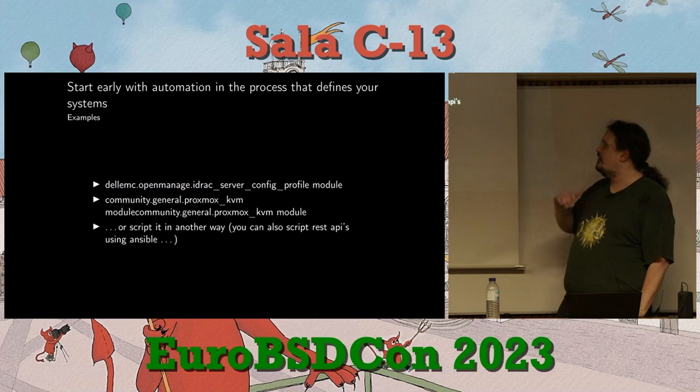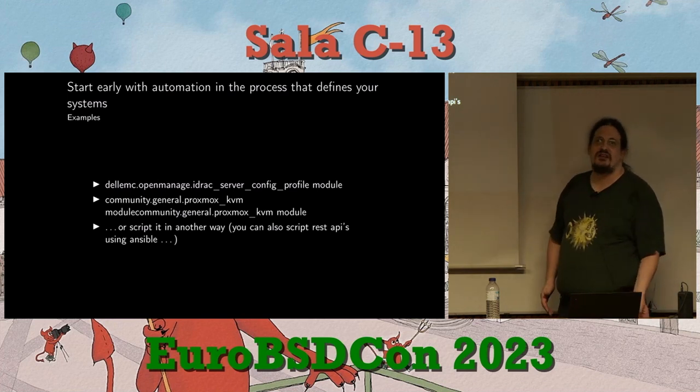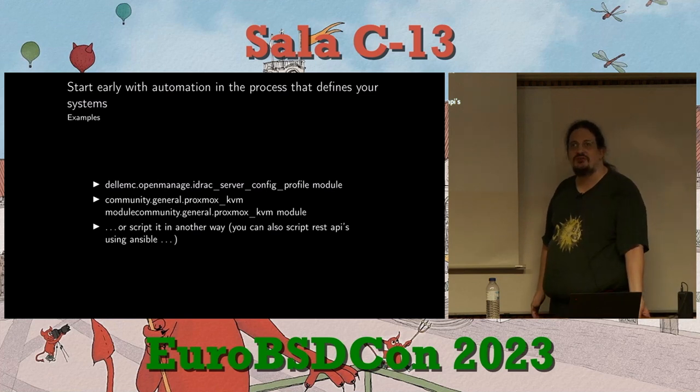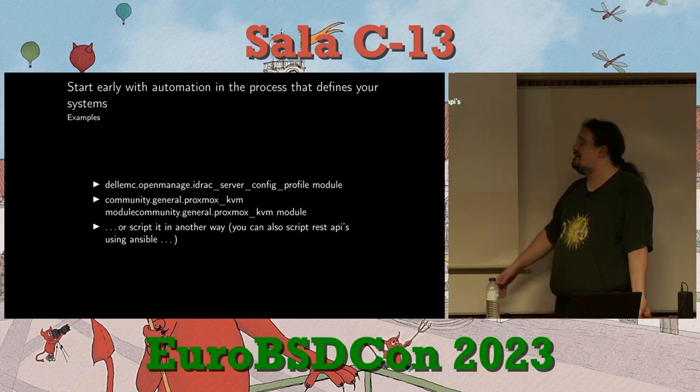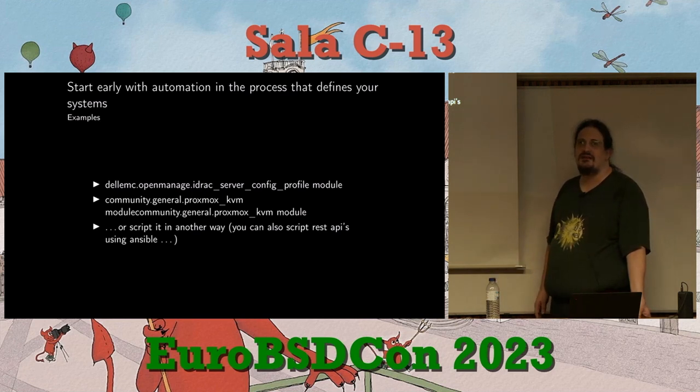There are, for example, for Proxmox that I use for virtualization, predefined modules to manage VMs. You can always, and I've done that before, with the URL module, it's not that hard to script REST interfaces, which a lot of stuff has nowadays. I'm not sure how the situation is with VMware. I have not used it in probably 15 years.